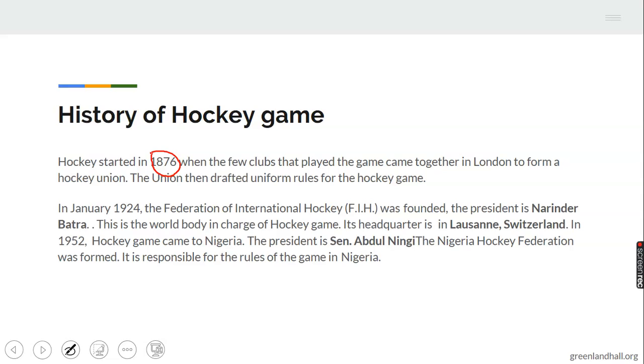Now, in January 1924, Federation of International Hockey was founded. Federation of International Hockey was what? Was founded. And then the president then was Narendra Batra. Now, this is the world body in charge of hockey game. What is the world body in charge of hockey game? Federation of International Hockey. That is the world body in charge of hockey game. And the founder, the president, is Narendra Batra. Do you get that? Very good.